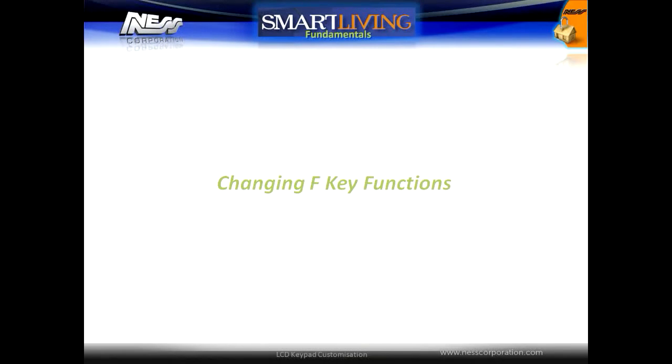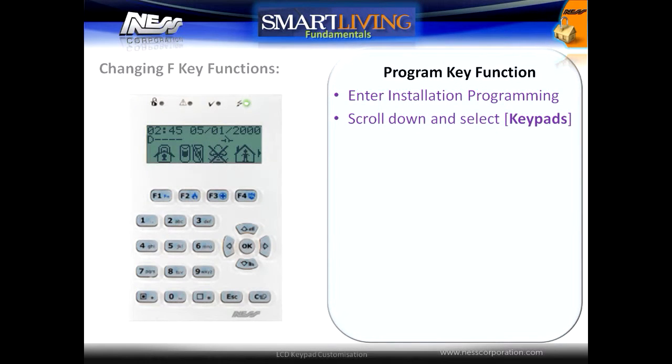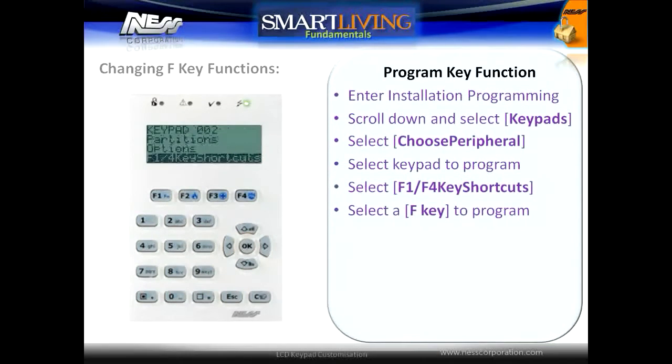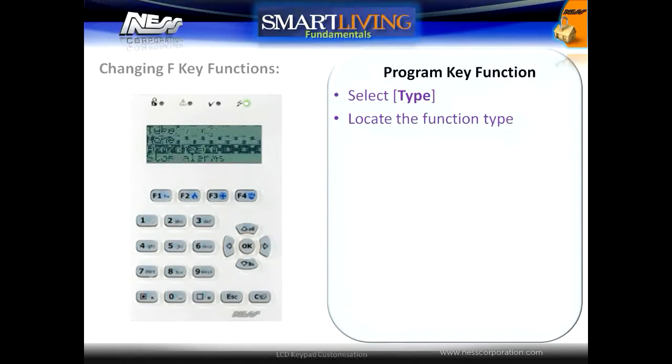To customize a function key, first enter into installation programming, then scroll down to keypads, select choose peripheral, and then select the keypad you wish to program. Select the F1 through F4 key shortcuts menu, and then select an F key to program. Next, select the type for the key, and then locate the function. Be sure to press OK to save.